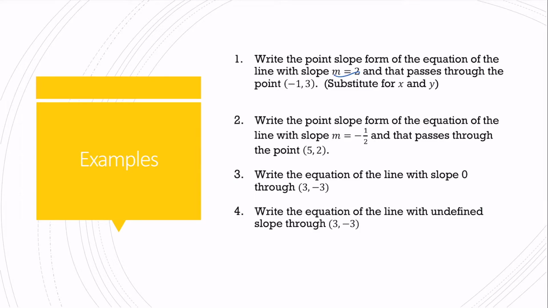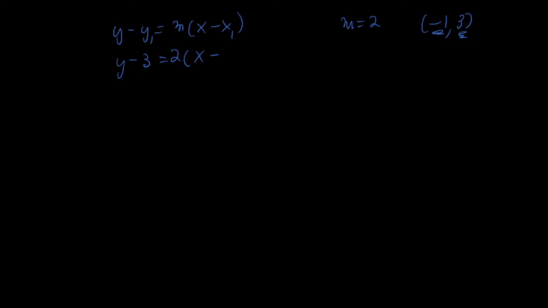So why don't we go ahead and pop over to a clean screen where I can solve this. So I have y minus y1 equals m times x minus x1. I was given a slope of 2 and a point of -1, 3. All I'm going to do is use substitution to plug in my slope and this point. So I have y minus 3 equals 2 times x minus -1. Two negatives give us a positive.